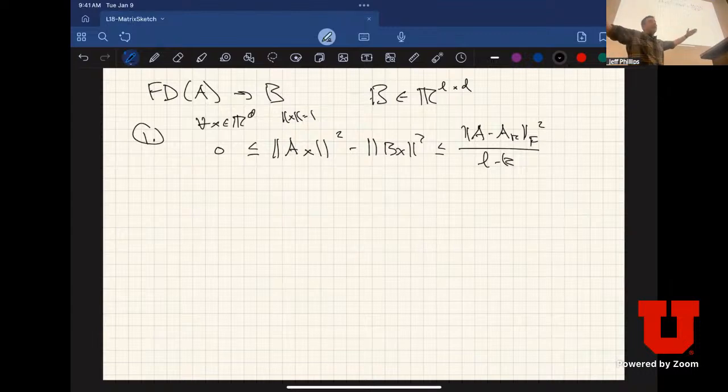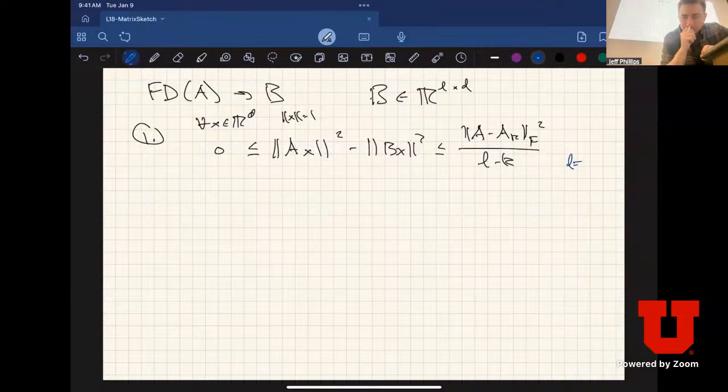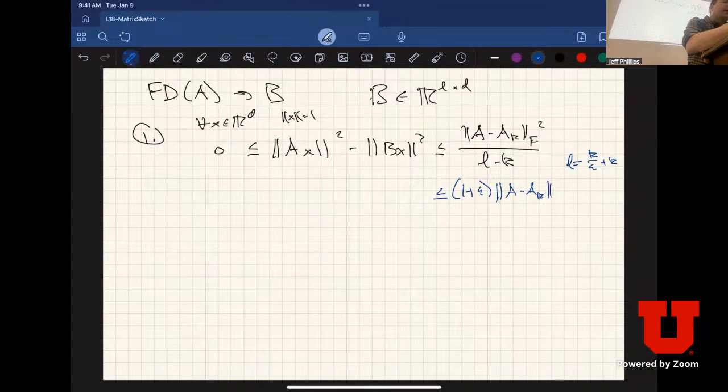And so I look at all the mass that's in the tail, the part that's not in the top K singular values. And if that is small, then my error is small. And I can drive it down by making L larger. So if you set L equal to K over epsilon plus K in this bound, then this is 1 plus epsilon times A minus AK. Okay, and in some sense you can't do better than this.